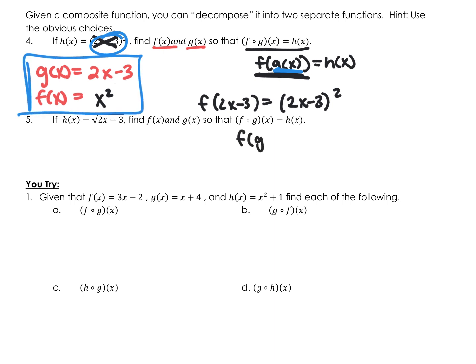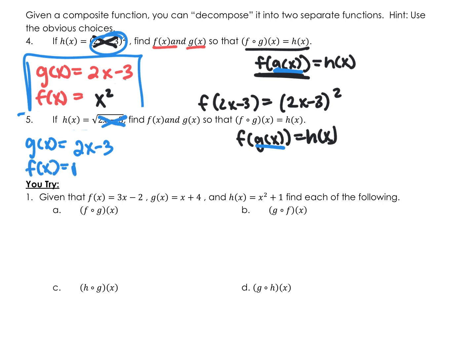Same thing for this one. They're telling us that f of g of x is equal to h of x. So the inside is g and the outside is f. So this is h. If we look at what's inside first, 2x minus 3 is all under the radical, so that's inside. That's going to be g. So the inside was 2x minus 3. If we replace all of that with an x, then that tells us that our outside function is the square root of x. And we're done.